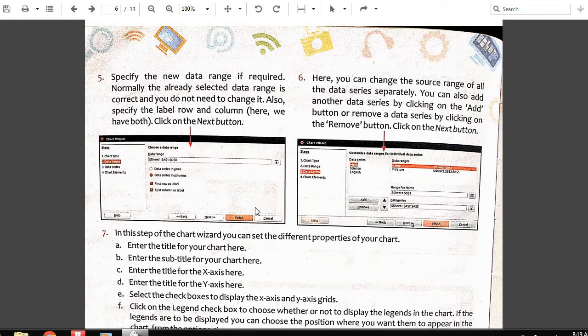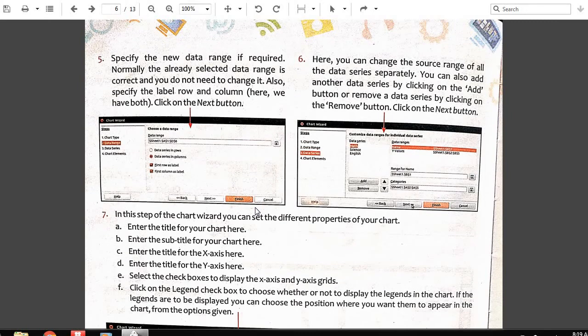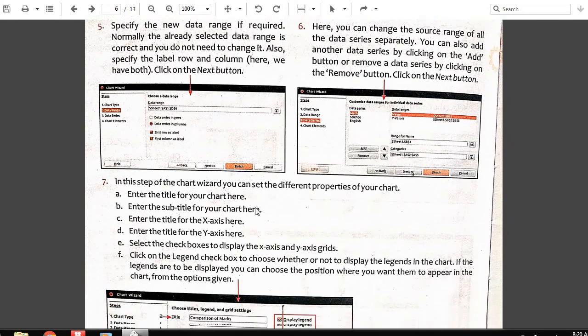You can specify the label, row and column where you want to show what. You can change the source range, from where you have taken the data. You can use the add button for adding a data series, and the remove button for removing a data series. If you want to make it short, you don't want to add one subject or the name of one student, we can add and remove here. Then click on the next button.